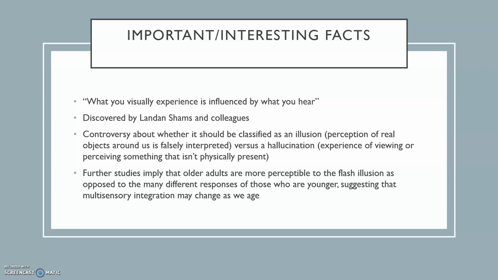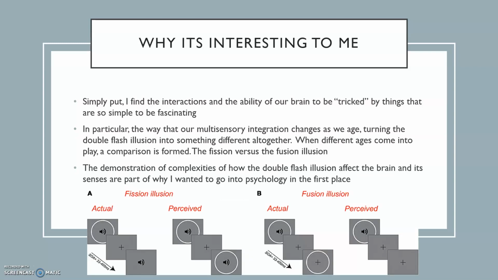It also includes controversy about whether it should be classified as an illusion, which is the perception of real objects around us as being falsely interpreted, versus a hallucination, which is the experience of viewing or perceiving something that isn't physically present. Further studies imply that older adults are more susceptible to the flash illusion, as opposed to the many different responses of those who are younger, suggesting that multisensory integration may change as we age.